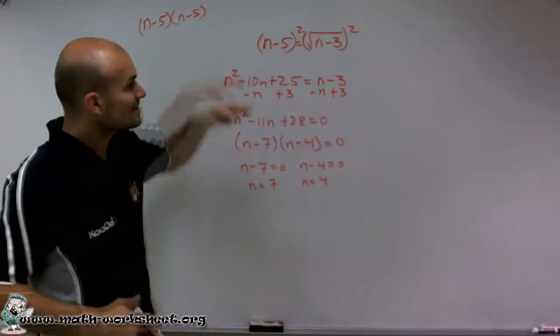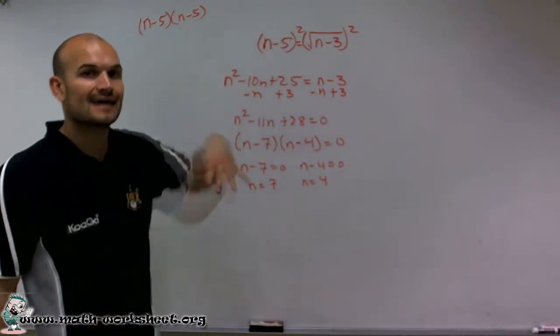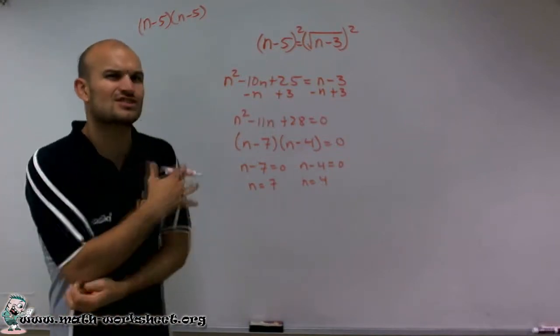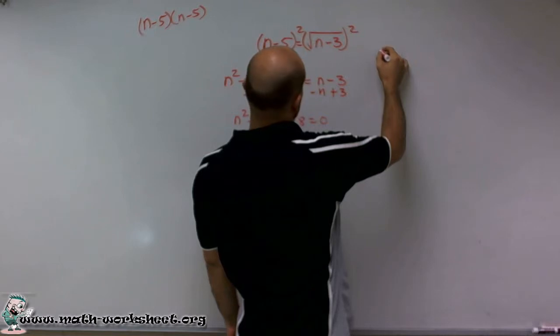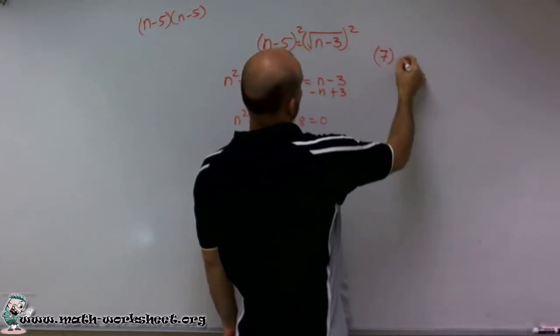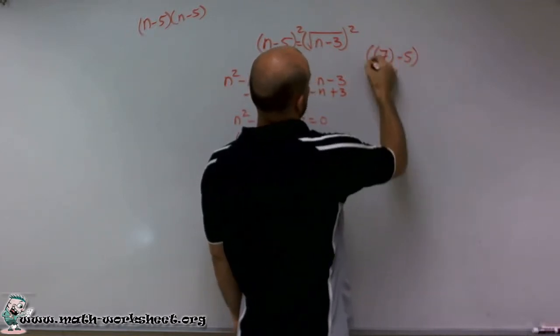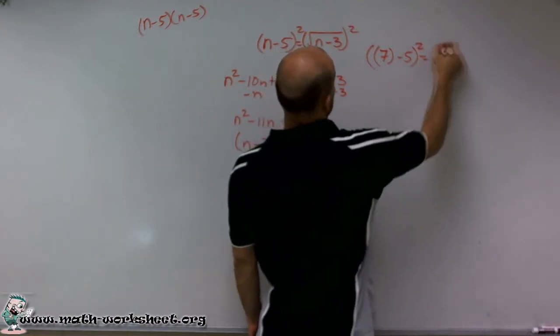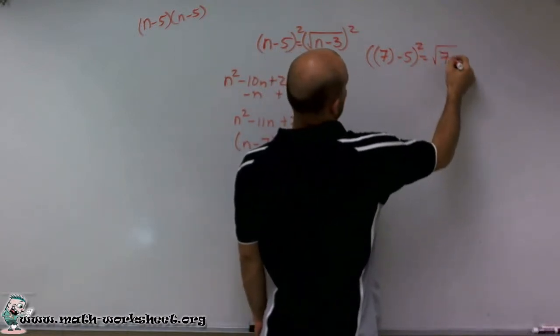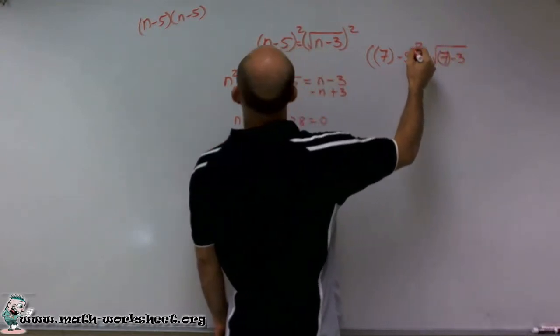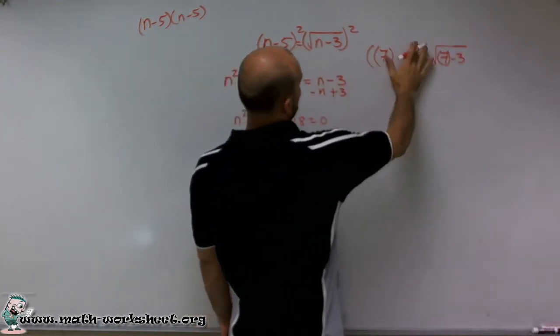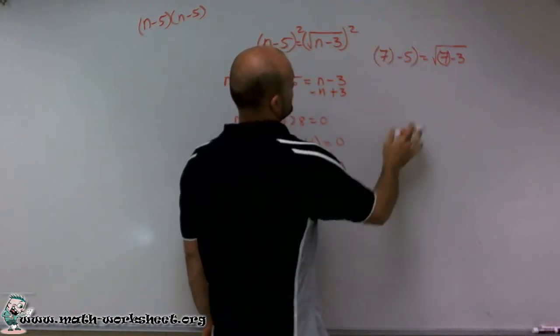Now, since I squared both sides, I have to make sure I check these for extraneous solutions. Do these make sense? So I can plug in the first one, 7. You're just going to plug them into the equation. 7 minus 5 equals the square root of 7 minus 3. And that was my, no, not squared. It would just look like that.